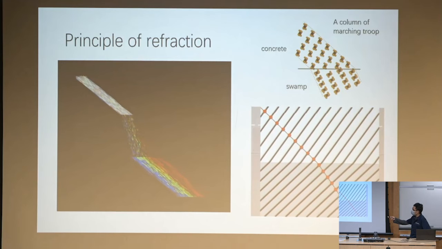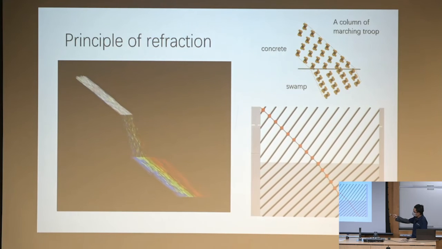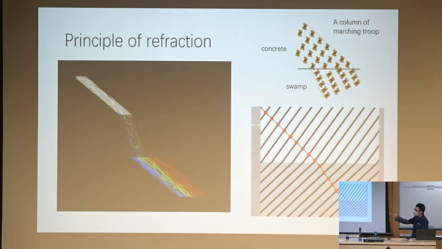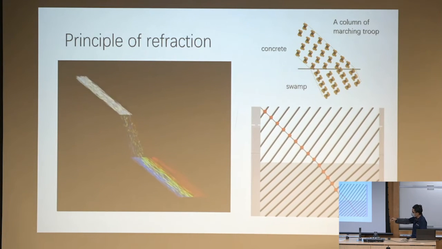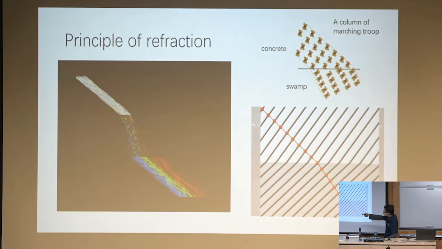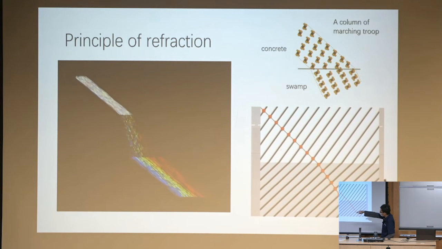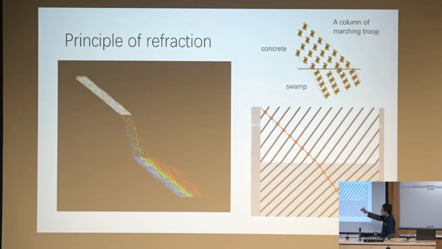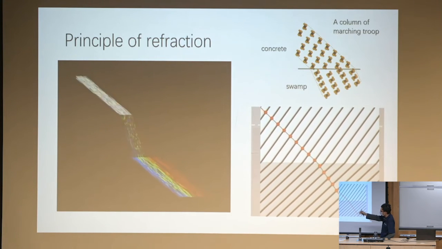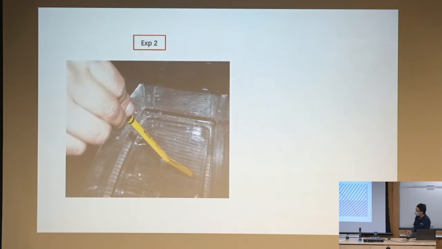Like I showed in the first slide, when you shine a white light into a different material, the different colors will be expanded. So you can see red, orange, yellow, green, blue, purple. The light will spread out.